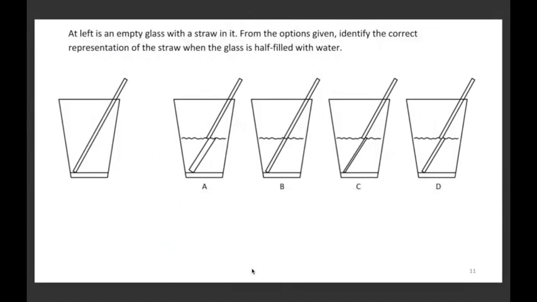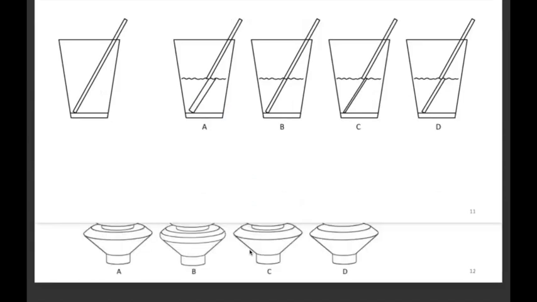At the left is an empty glass with a straw. From the options given, identify the correct representation of the straw when the glass is half filled with water. Now, when the glass is filled with water and we are looking at it from outside, when the medium is water, it enlarges a bit compared to the original size. So option A is the right answer, where there is bending of light happening here and the object is also enlarging a bit. Okay, we'll move to the next one.